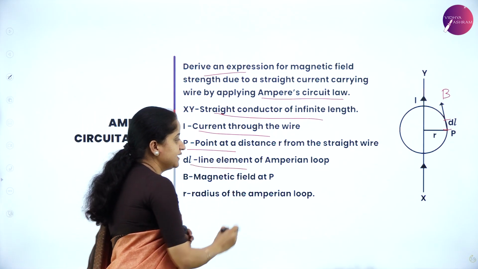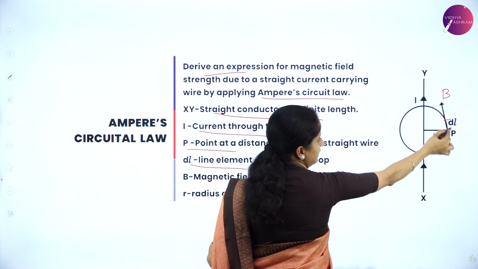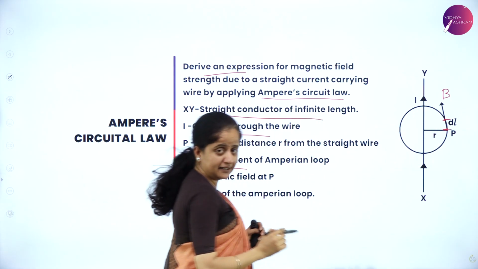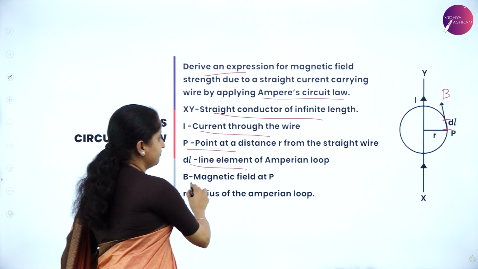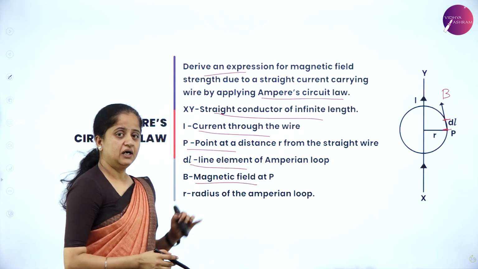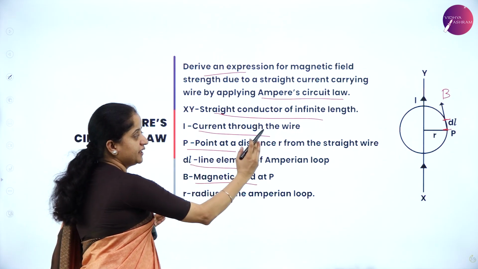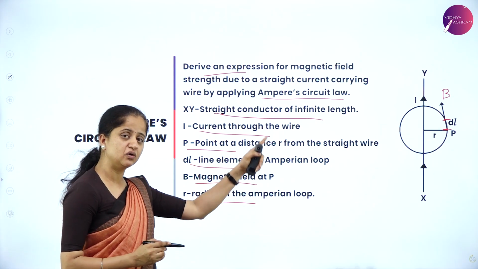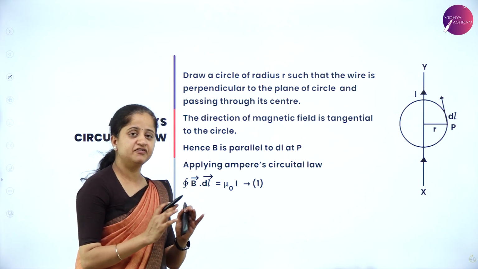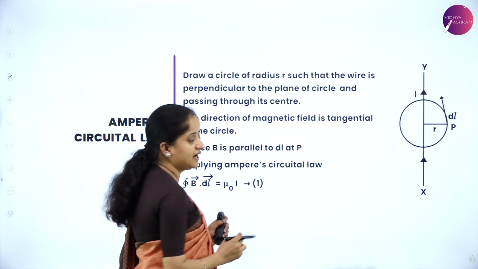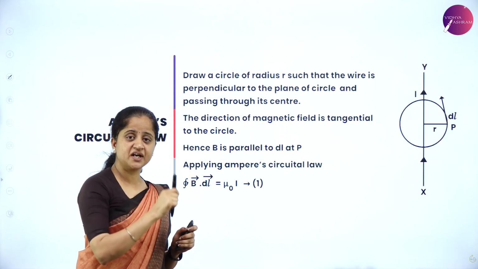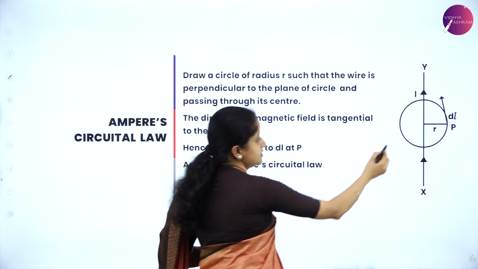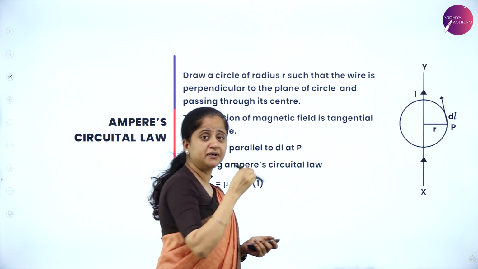Now dl is the line element of the Amperian loop. This is an Amperian loop which is a closed path. dl is a small line element and B is the magnetic field at point P. R is the distance between the straight conductor and the point P, which is the radius of the Amperian loop, the closed surface. Now suppose we draw a circle of radius R such that the straight conducting wire is perpendicular to the plane. You can observe here the straight conductor is perpendicular to the plane.